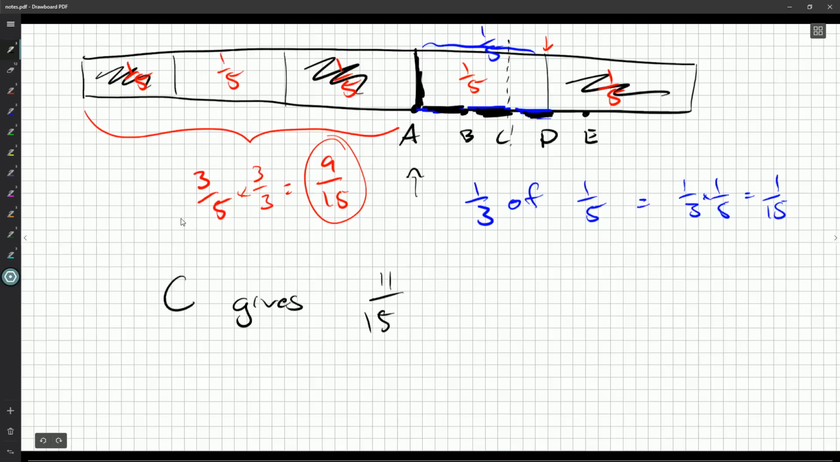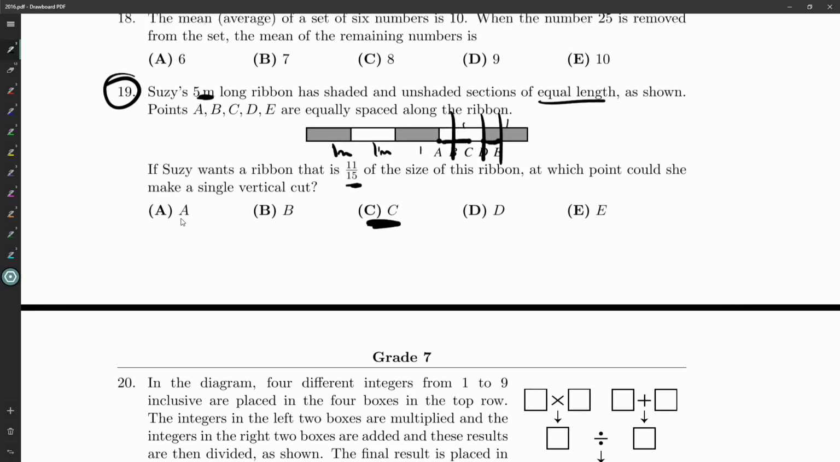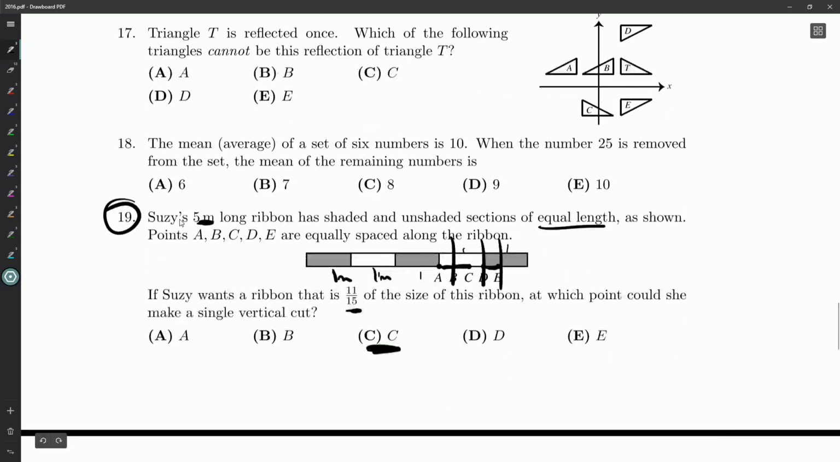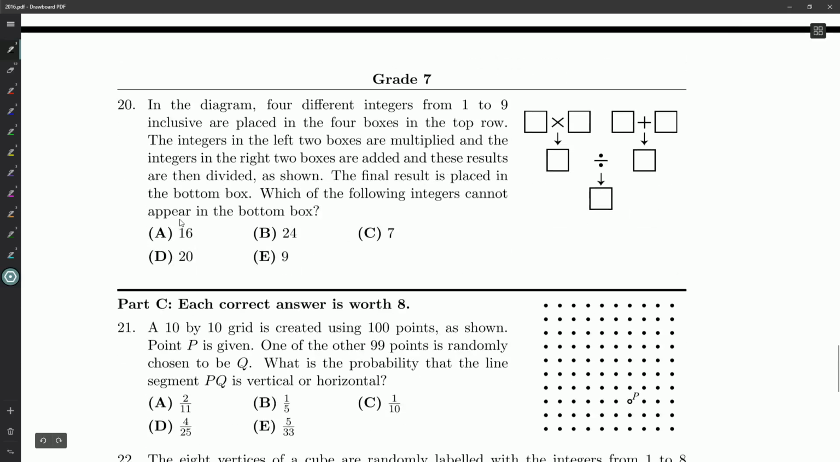And A, B, C, and D. So I assume, just like that reflection question, the answer should be the letter I cut at. But let's just double check. Yeah, C is C. I think that's what I said for question 17 as well. Yeah, C is C. C was the one that couldn't be reflected. Nifty. All right, so let's scroll down and get ready for question number 20, which will be the last one in Part B.